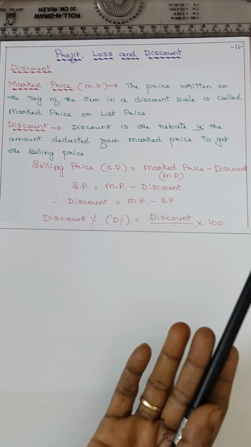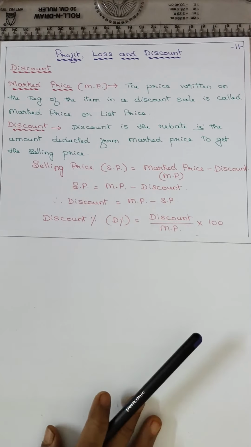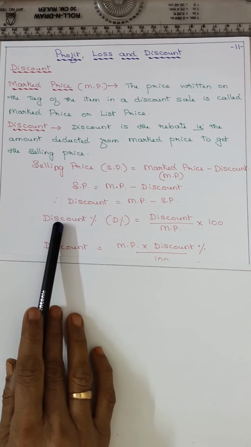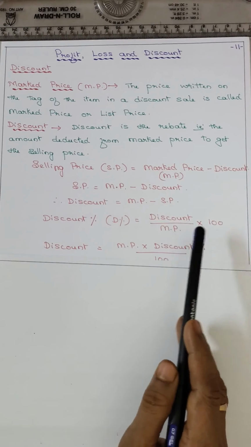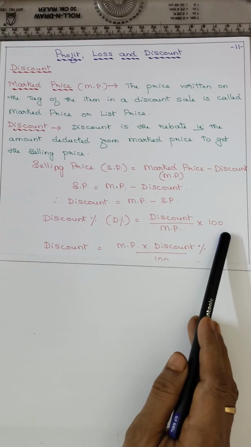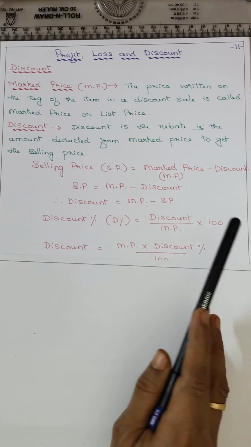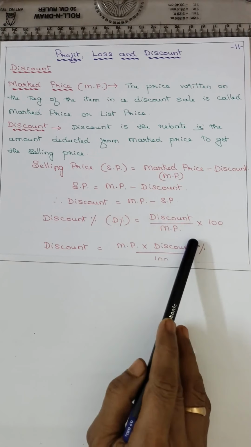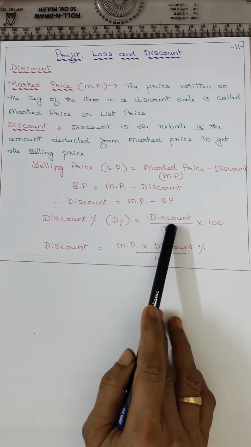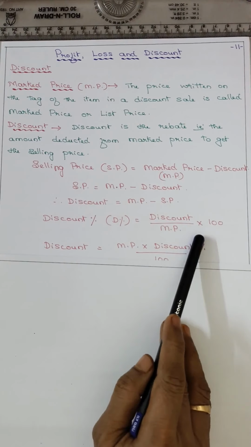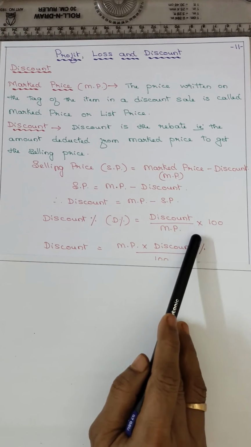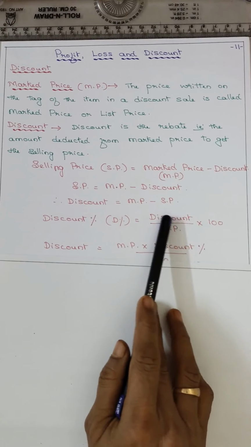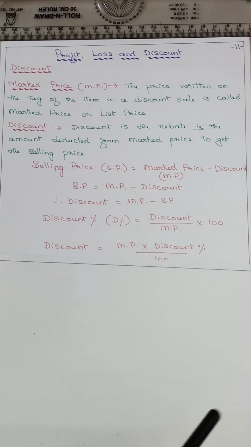So discount will be how much? MP minus SP. Discount percent का मतलब क्या है? Discount upon MP into 100. So all students remember, discount percent is calculated on MP. Just like the profit percent and loss percent, both are calculated on CP. Here discount percent is calculated on the marked price.